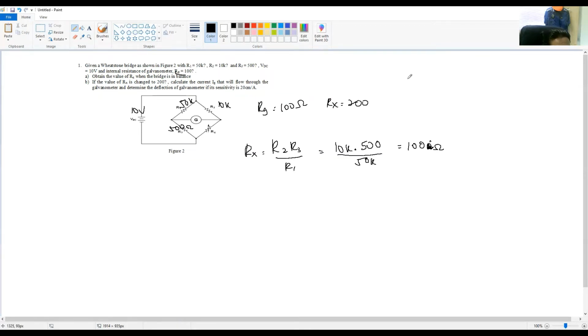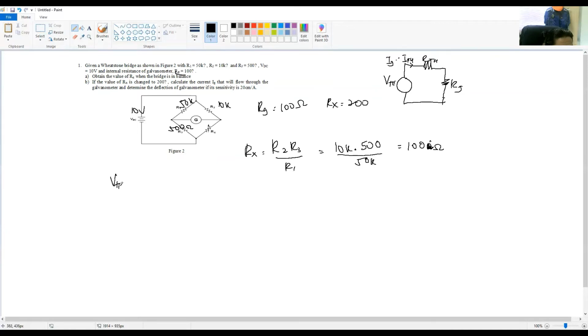After we have simplified this, we call this the VTH and we have the RTH, and then we have the Rg here. Then we have to calculate the ITH or Ig, the current on the galvanometer. The first step is similar to the previous tutorial, question number 2b.